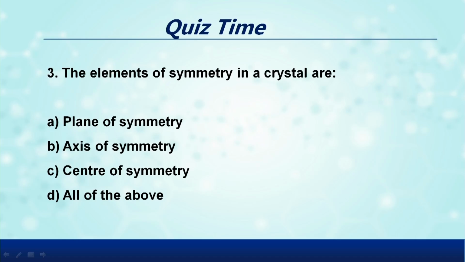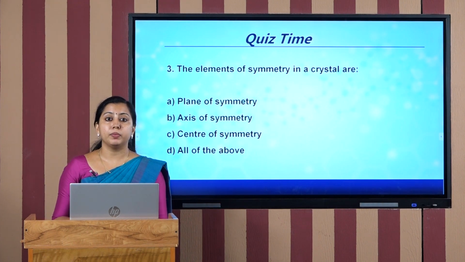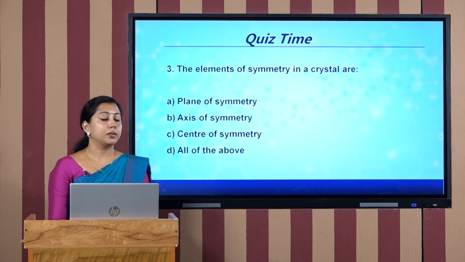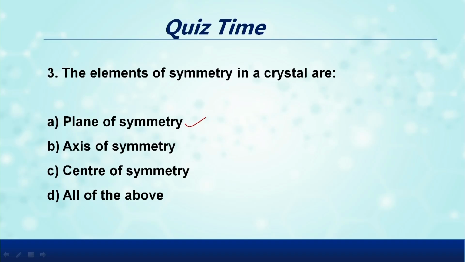The third question, the elements of symmetry in a crystal are: option A, plane of symmetry, option B, axis of symmetry, option C, center of symmetry, and option D, all of the above. And in the last class, we saw different elements of symmetry. A crystal possesses a plane of symmetry. It also possesses a proper rotation axis or axis of symmetry. It also has a center of symmetry.